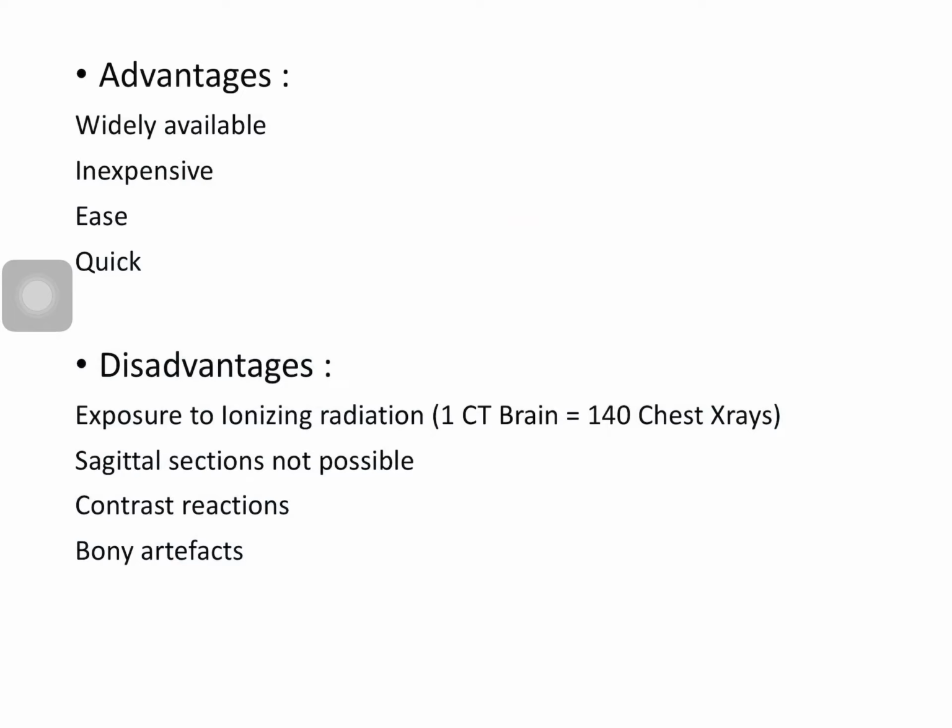The most important disadvantage is an exposure to ionizing radiation. So one CT scan is roughly equal to 140 chest X-rays at the same time, which is approximately 2.8 millisieverts. So that is the unit, millisievert. Sagittal sections are not possible. So what do I mean by sagittal section? An axis that is passing from the back of your head to the front. So say for example, a vertical section, it is not possible because of the machine design, and IV contrast reactions are very common since it is a very irritating compound, and bony artifacts are very often seen.